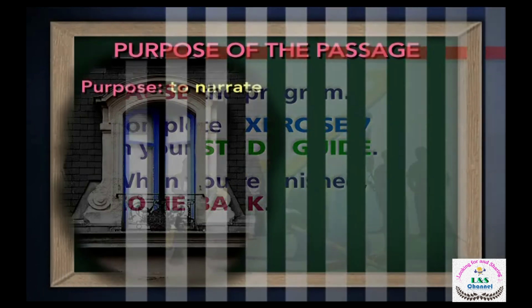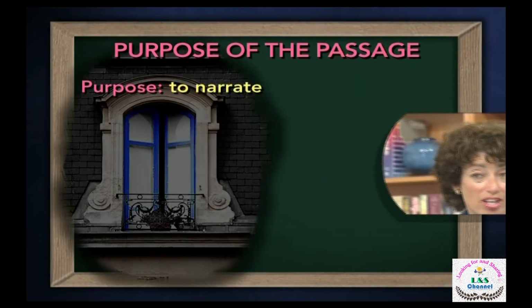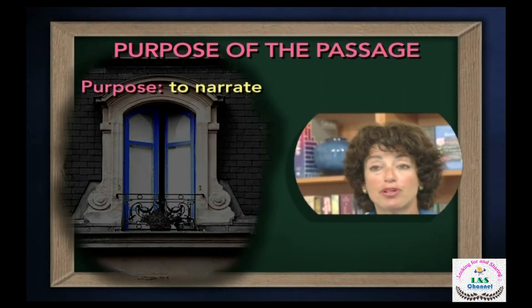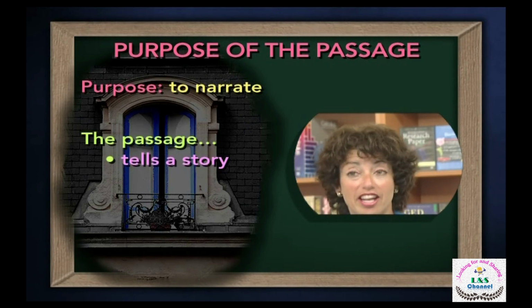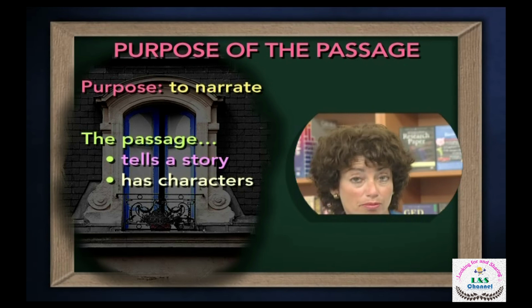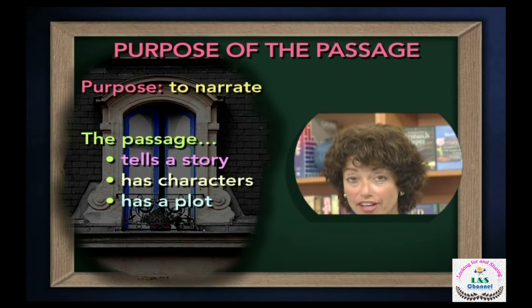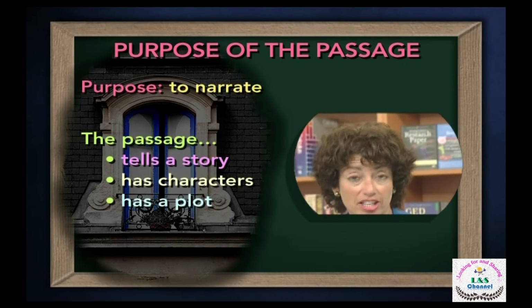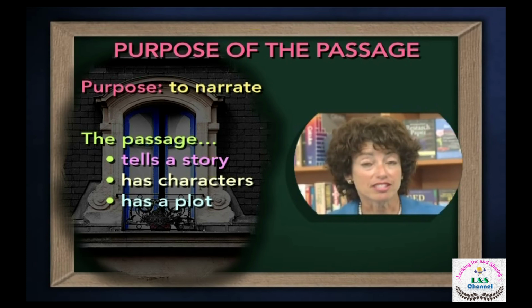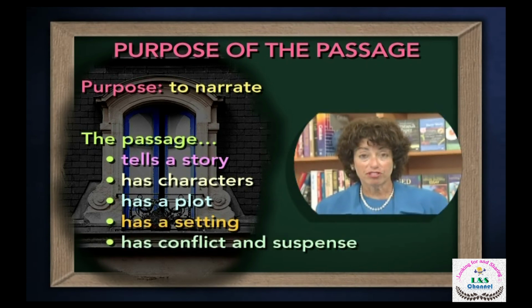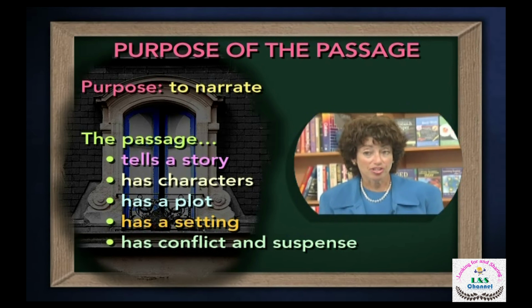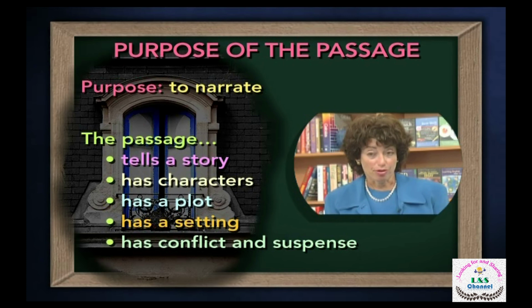The purpose is to narrate, to tell a story. You can figure this out because the passage does indeed tell a story. It has characters, Lucy and Mark. It has a plot, a series of events related in order, and it has a setting. The writer has also created a conflict and suspense. The suspense is especially evident at the end of the passage.